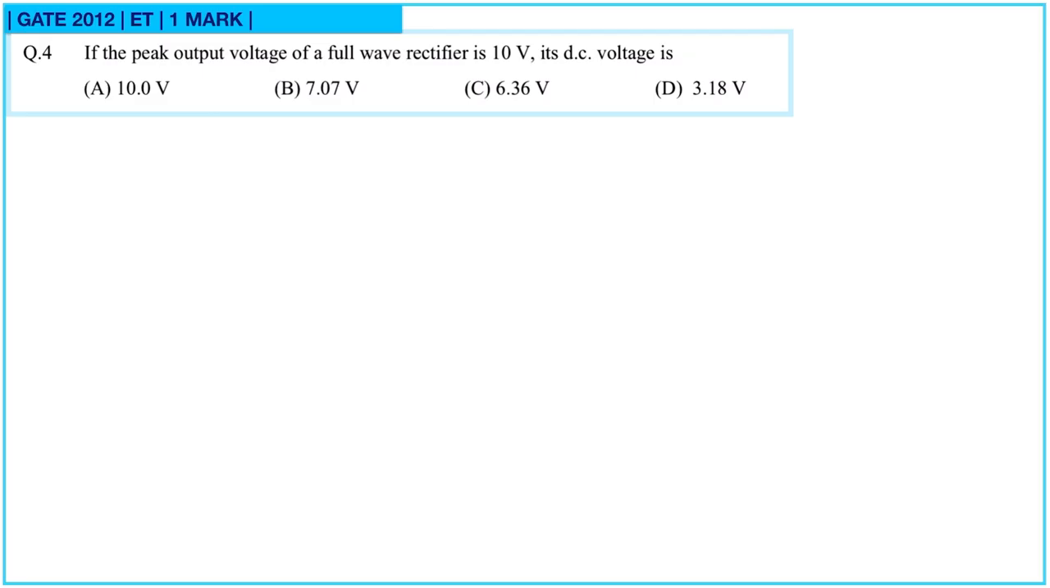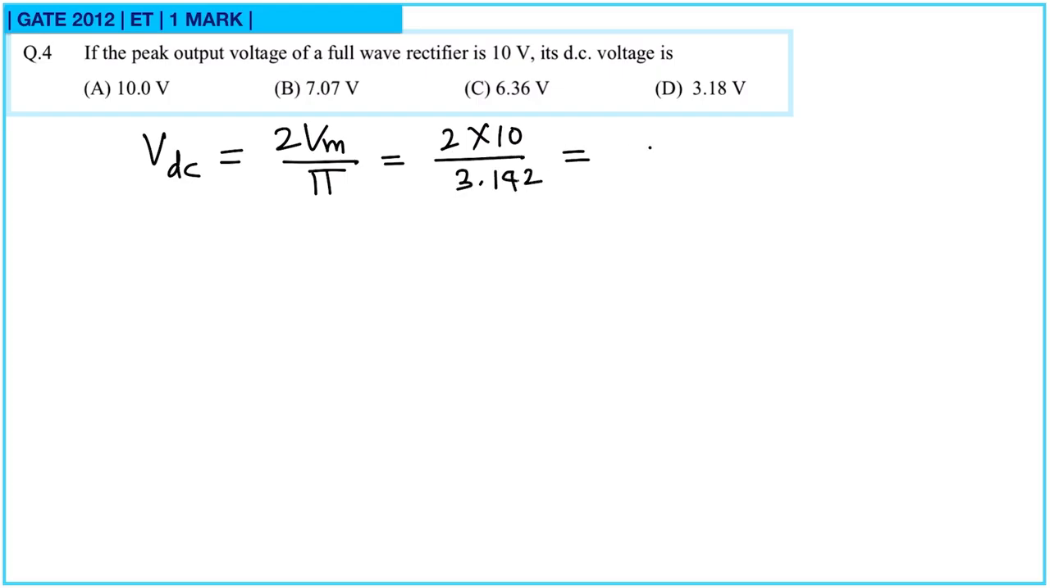Question 4. If the peak output voltage of a full wave rectifier is 10 volt, its DC voltage, so VDC is equal to 2 Vm upon pi, where Vm is the amplitude of that voltage, that is peak voltage. So this will be 2 into 10 upon 3.142, and this is equal to 6.36 volt. So option C is correct.